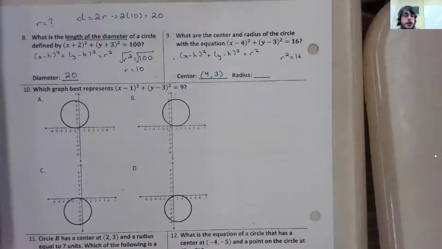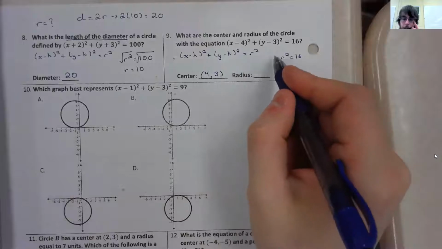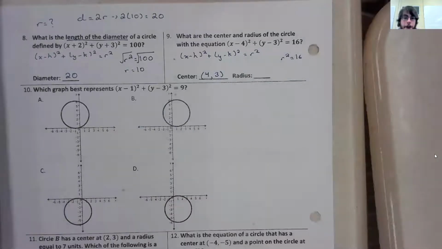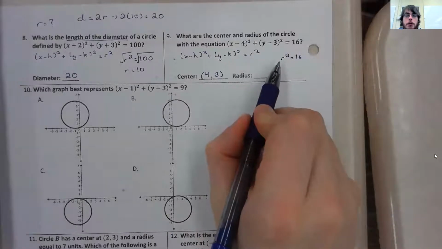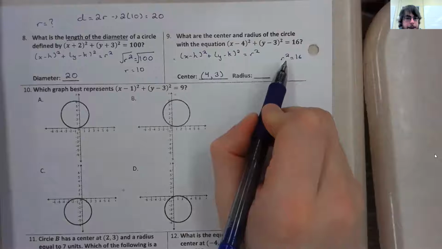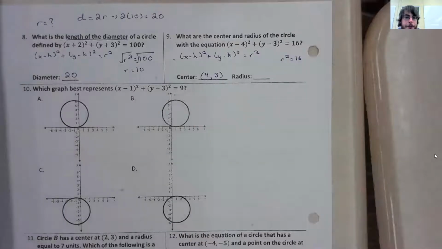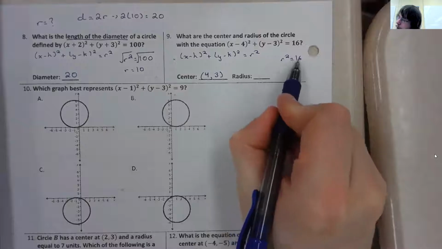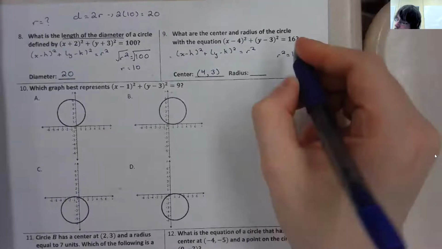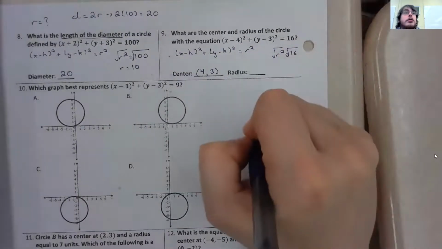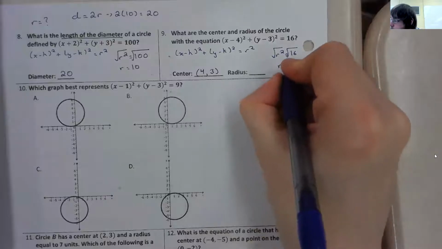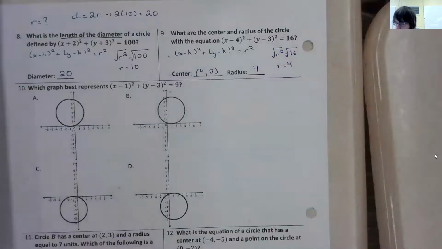Now on a quiz or a test, it will be very tricky because sometimes it'll ask you to determine what your radius is, and 16 would be an answer choice here. So make sure you're very careful about that. So r squared is equal to 16. To get our radius, we need to square root both sides, and we get that r is equal to 4.